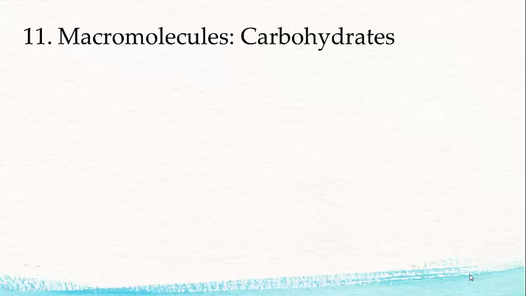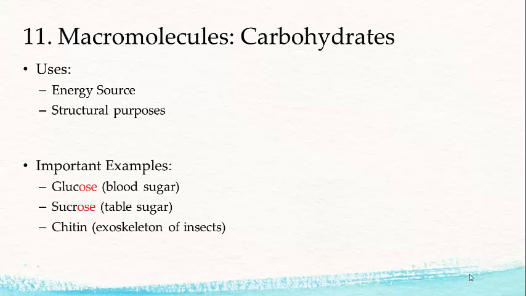The last question has a table with information for you to fill in about different macromolecules. The first macromolecule is going to be carbohydrates. Carbohydrates are the main energy source for living things, and they also have structural purposes as well. So important examples are glucose, which is blood sugar, and sucrose, which is table sugar. Notice that these both end with -ose. That's usually a good hint that something is a sugar. Another example is chitin, and this is a starch. It is the exoskeleton of things like grasshoppers, insects, and horseshoe crabs.